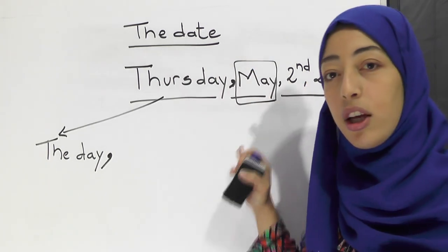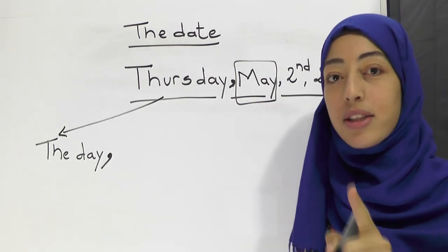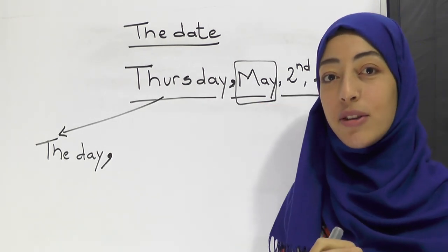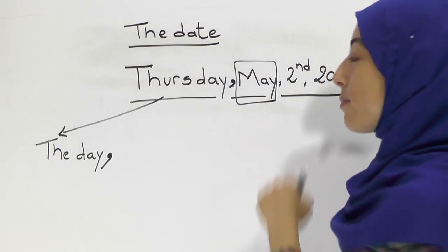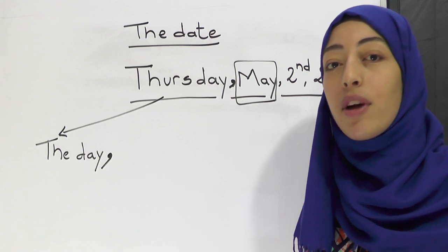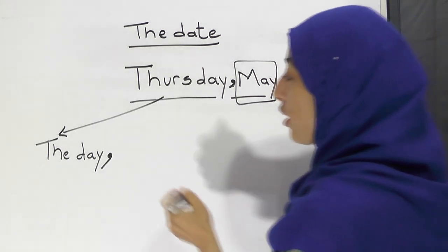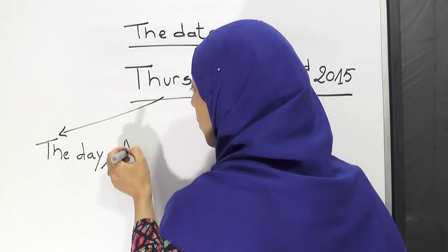The month. Here we have May. Okay? The months. We took the months together. I hope you didn't forget, okay? So this is May. We have June, July, August. We have January, February, December. These are the months.